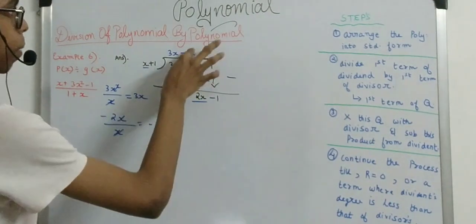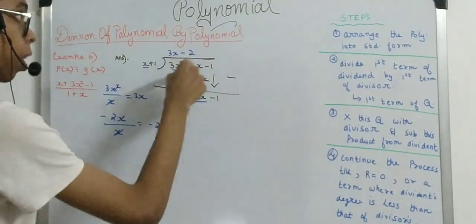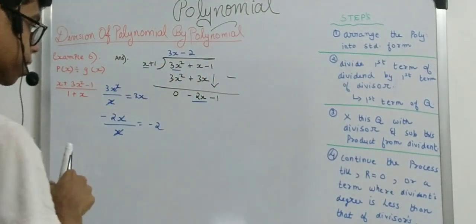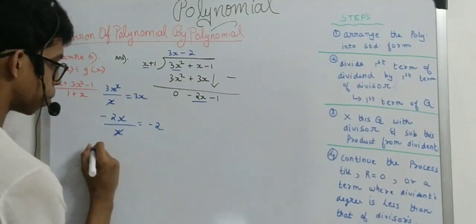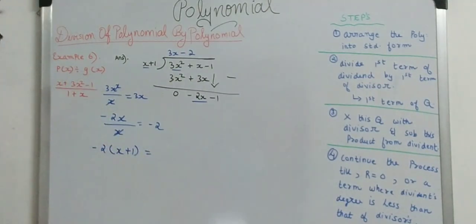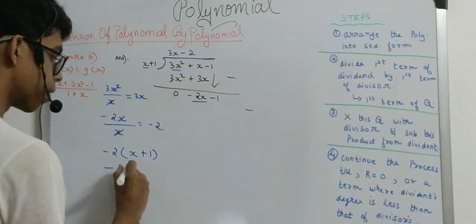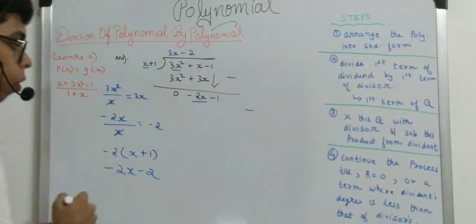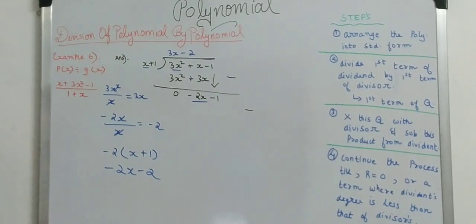That is, multiply this minus 2. Now take the second term of this quotient and multiply it with the divisor. So I am taking this minus 2, multiplying it with x plus 1. So what will I get over here? I open the bracket, I will get minus 2x minus 2.